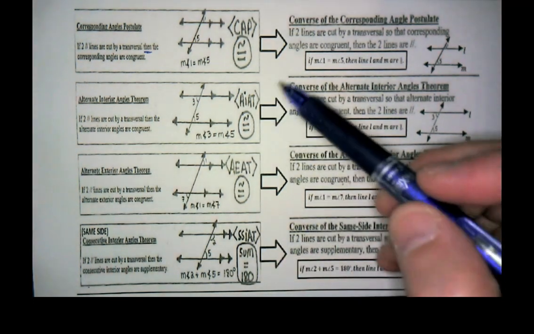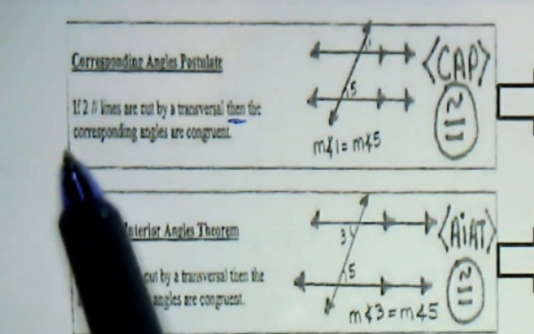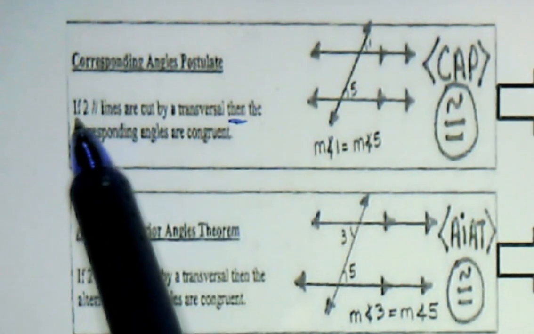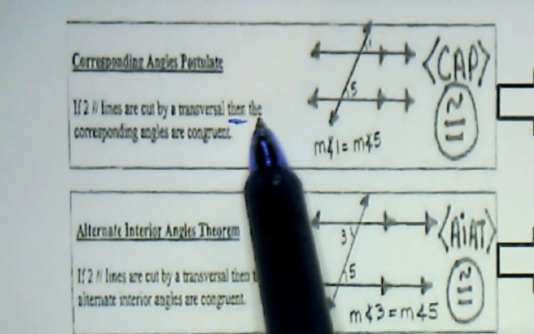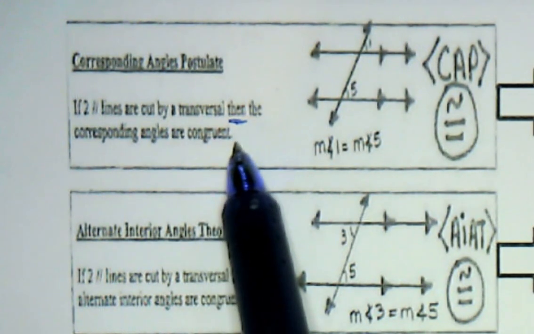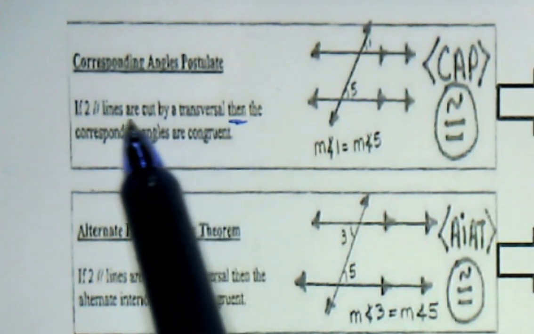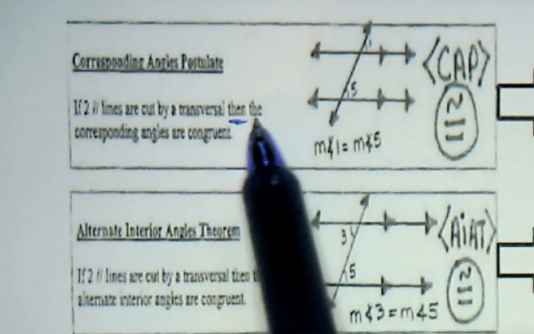Now today we're going to talk about the converse, which basically means we switch the hypothesis with the conclusion. What do I mean by that? Right here, for example, this is a conditional statement. Anytime you have the words if and then, that's a conditional statement. If two parallel lines are cut by a transversal, then the corresponding angles are congruent. In other words, what comes after the if is the hypothesis, and what comes after then is the conclusion.